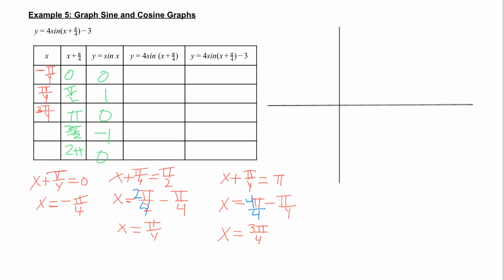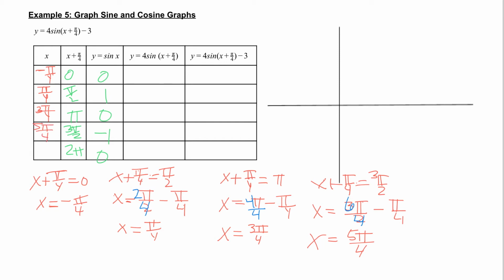And then we take our x plus pi over 4, and we set it equal to 3 pi over 2. So we get x is equal to 3 pi over 2 minus pi over 4. We need those common denominators, so if we change that 3 pi over 2 to fourths, multiply the bottom by 2 makes it 4, multiply the top by 2 makes it 6. So we have 6 pi over 4 minus pi over 4, which will give us x equal to 5 pi over 4. Fill that in.